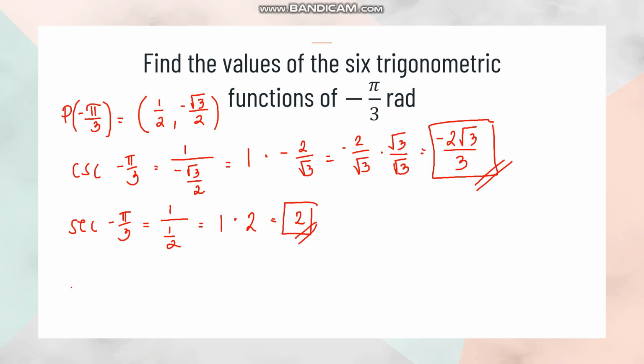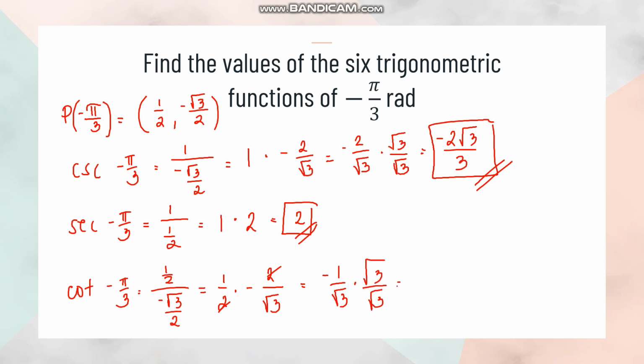And lastly, for our cotangent of negative pi over 3, this is just x over y. So 1/2 all over negative square root of 3 all over 2. So this will be equal to 1/2 times the reciprocal of the denominator. So negative 2 all over square root of 3. So you can cancel 2. We will have negative 1 over square root of 3. Then rationalize. And then we'll have negative square root of 3 all over 3. So this will be now the cotangent of the given angle.